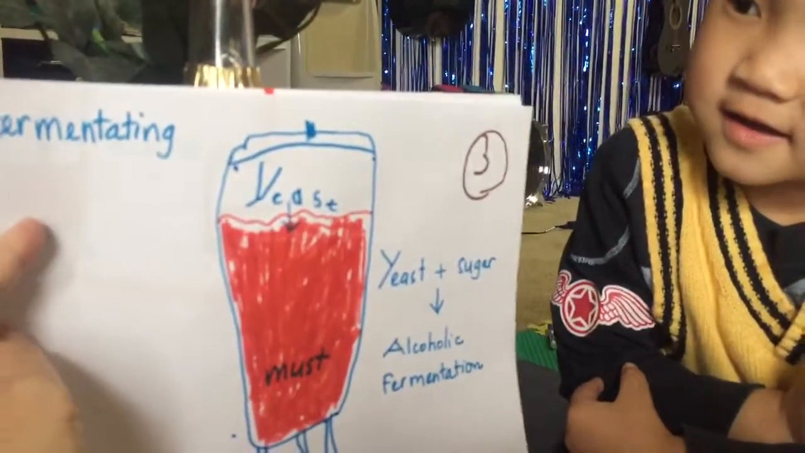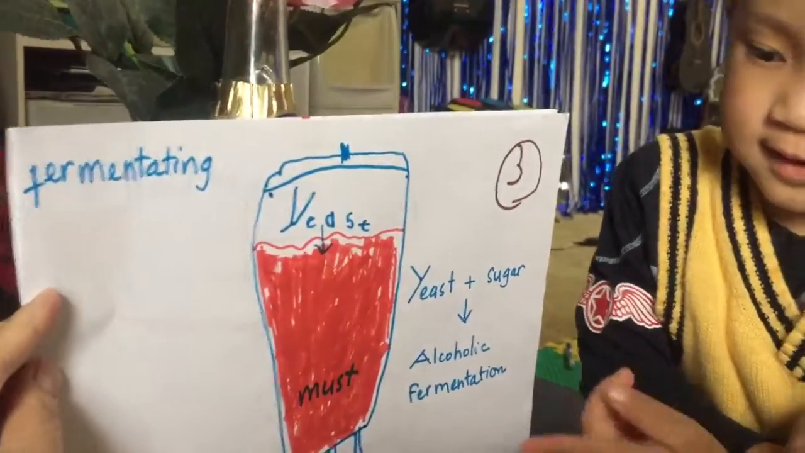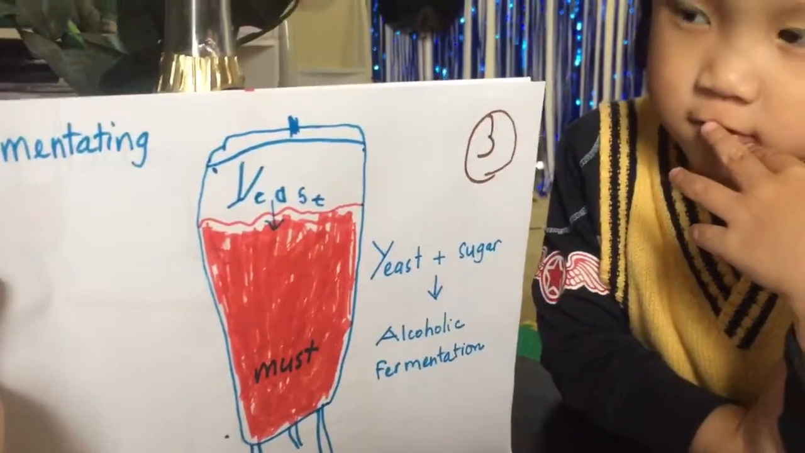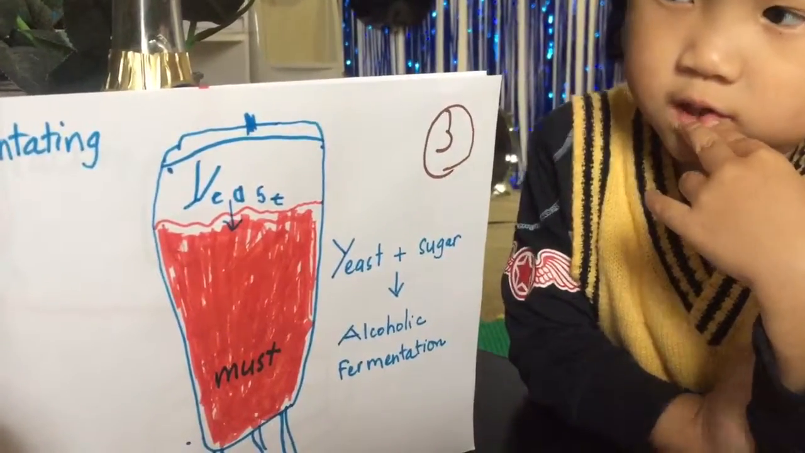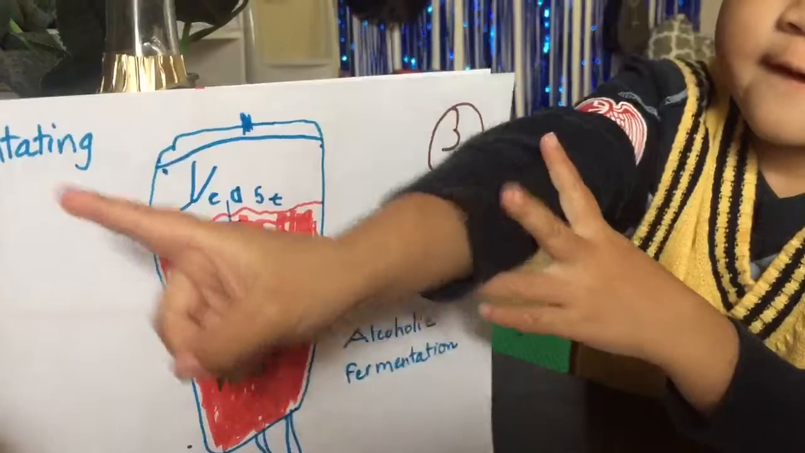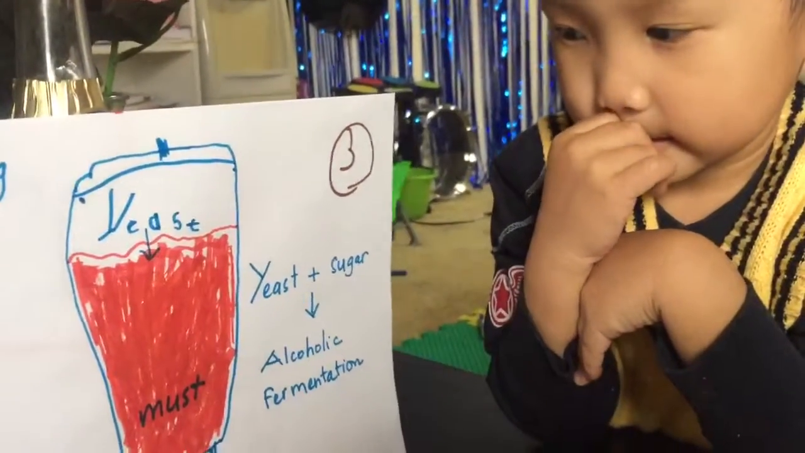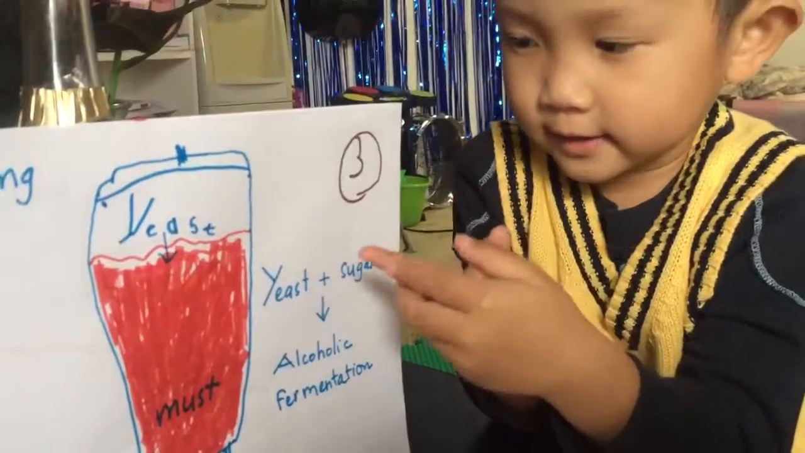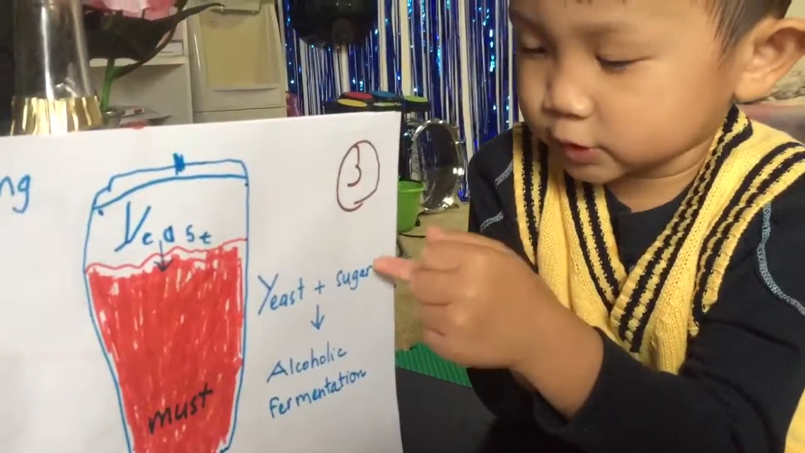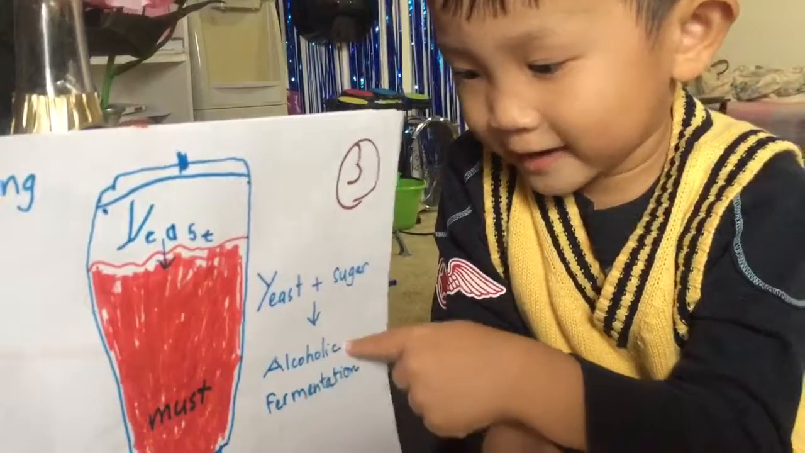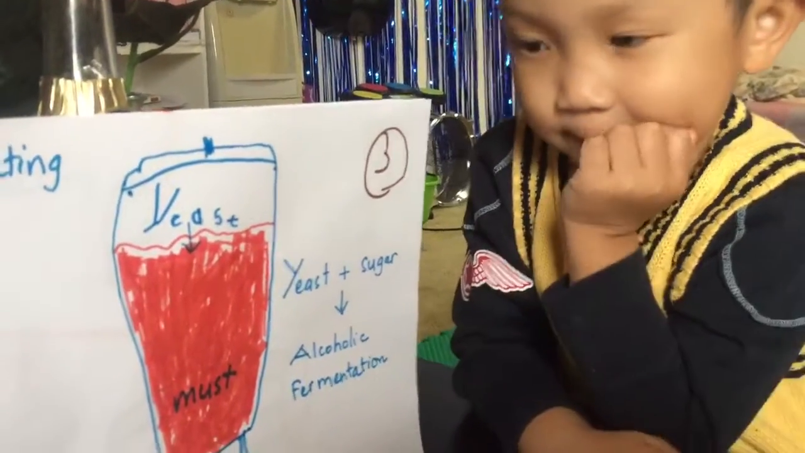Okay. And then let's come to step number 3. What do people do in here? Put the yeast into the must. And then fermentation. And the yeast mix the sugar and then it turns to alcoholic fermentation.